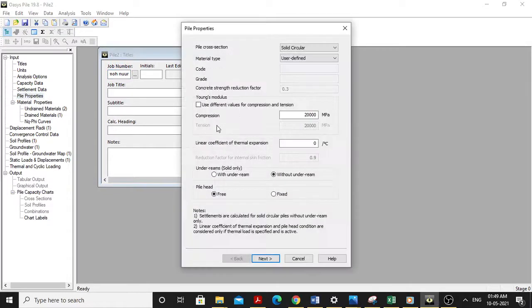And these are the pile properties. If you see the pile cross section, we have chosen solid circular. There may be other types of pile that you can choose, but in our case the diameter is given as 0.45 meter. It is a circular pile, and for the compression value, you don't need to change this. It is in MPa that I have done. Suppose it is given here in kilopascal, then you have to convert it accordingly. And we have not considered the pile to be under rim, and the pile head is free here because it's a single pile. If you have multiple piles, two or more than that, then you can go for the fixed head pile, and after that you can put next.